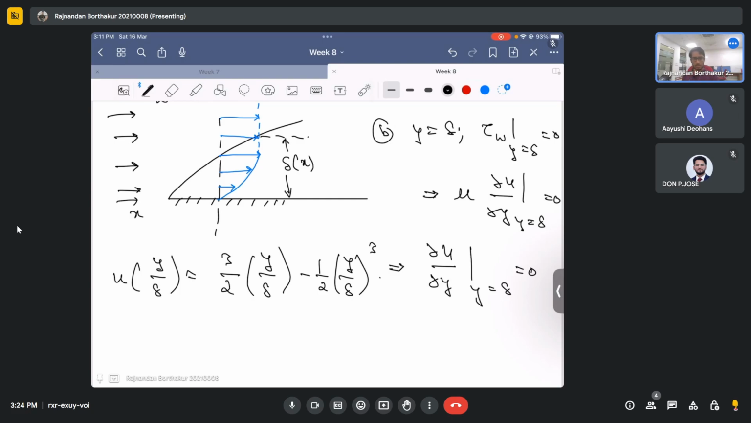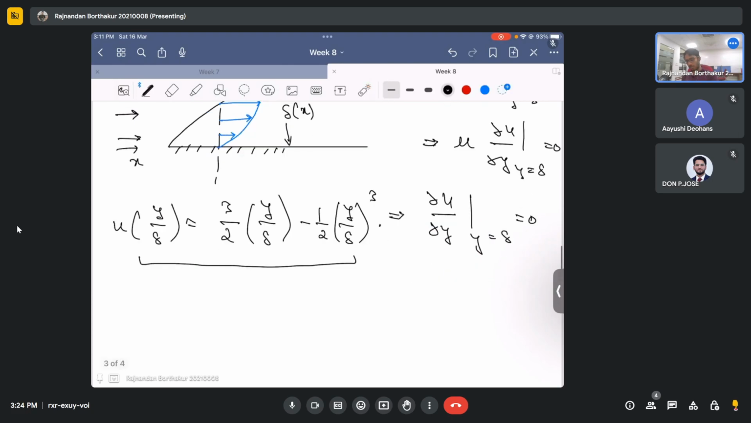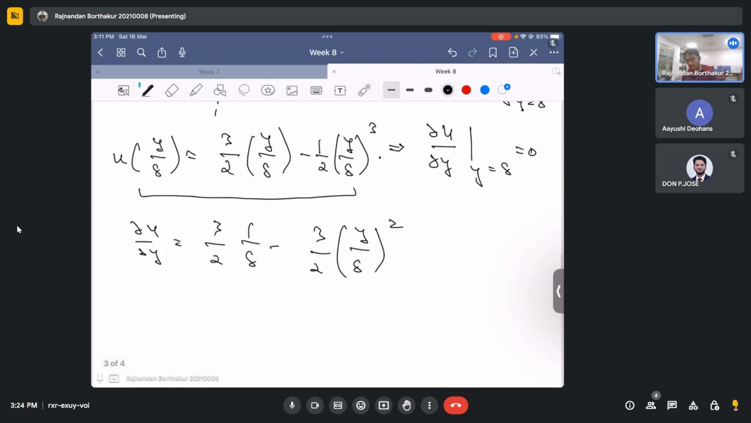So Jose, is this third order profile correct? Because I want to check whether this boundary condition is satisfied or not. This is indeed satisfied for a third order profile, because if you investigate del u by del y here, it would be 3 by 2 into 1 by delta minus 3 by 2 into y by delta squared, if I'm not wrong. Now if you investigate at y equal to delta, this becomes just 3 by 2 delta minus 3 by 2.